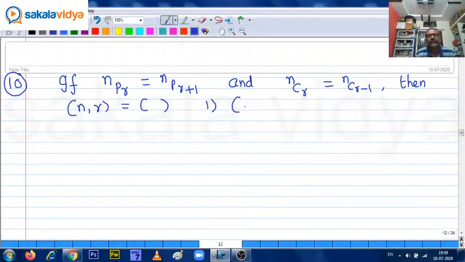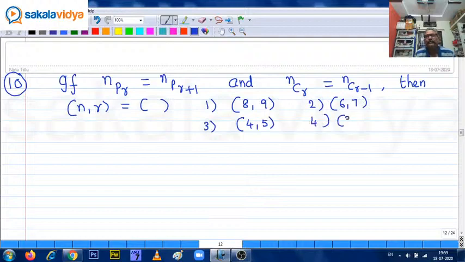First option 8 comma 9. Second option 6 comma 7. Third option is 4 comma 5. Fourth option is 3 comma 2.